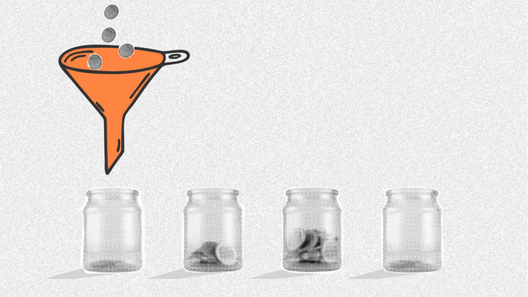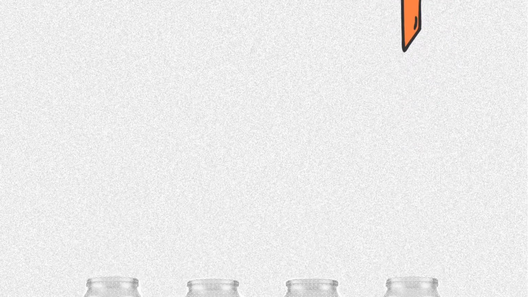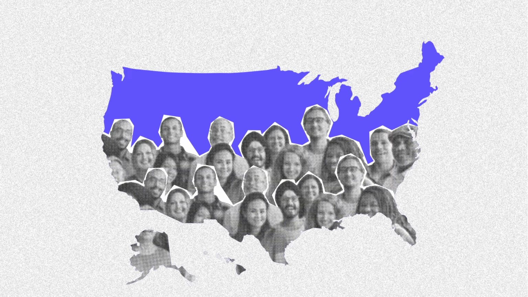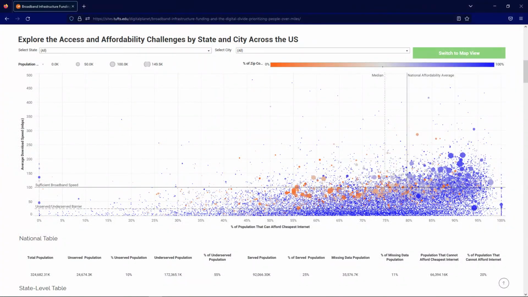The dashboard is a tool for practitioners to use for planning out how to best allocate this new infusion of funding. For advocates and the general public, it offers a transparent view into the dynamics of the digital divide across communities in the United States. Let's begin using the dashboard.